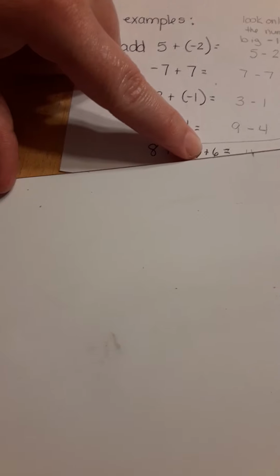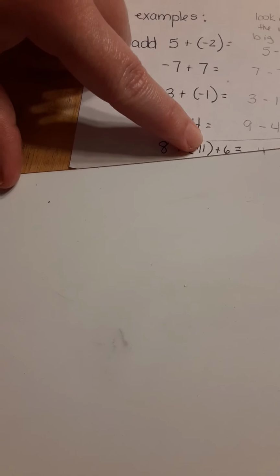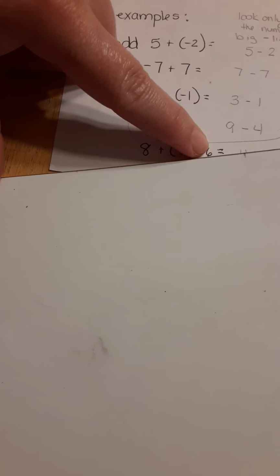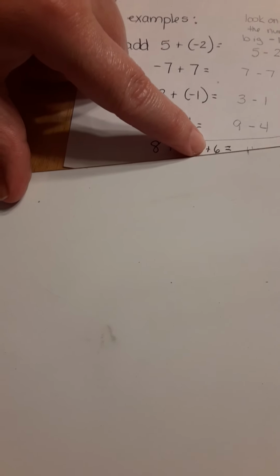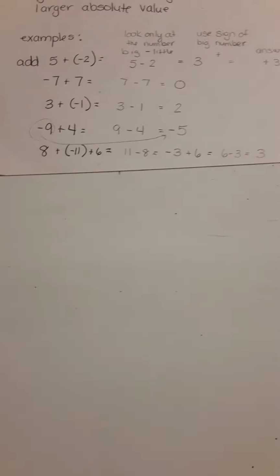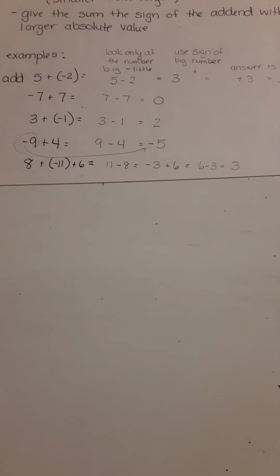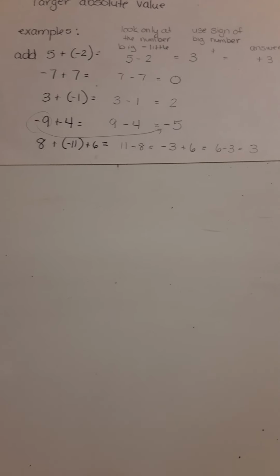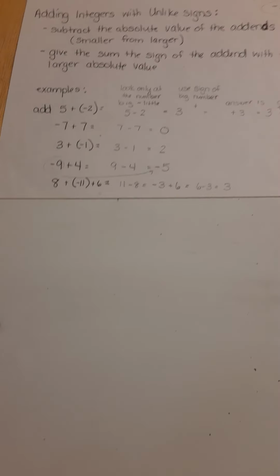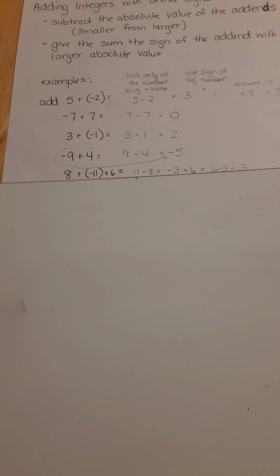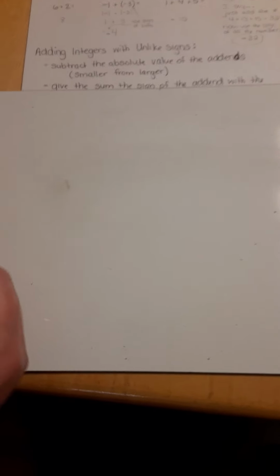Now I need to go negative 3 plus 6. Well, take 6 minus 3, which is 3. The sign of my bigger number is positive, so my final answer is going to be 3. So we're going to take order of operations and simply go left to right using the same method that we did up above here. Okay, so ladies and gentlemen, let's do a couple problems here on the whiteboard, and then you're set to go for the day.